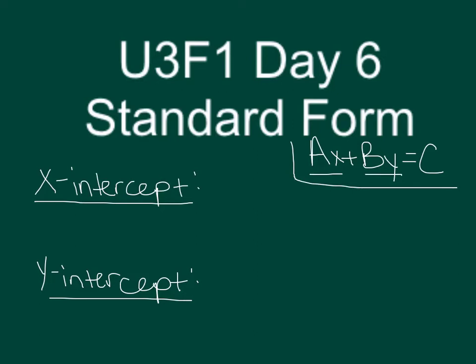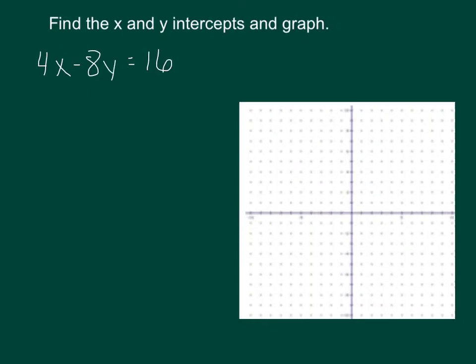Okay, your x-intercept, remember, is where it hits the x-axis. So it's when y equals 0. Your y-intercept is where it hits the y-axis, so when x equals 0. Okay, so this is what standard form looks like.